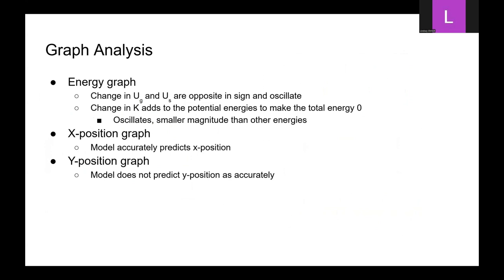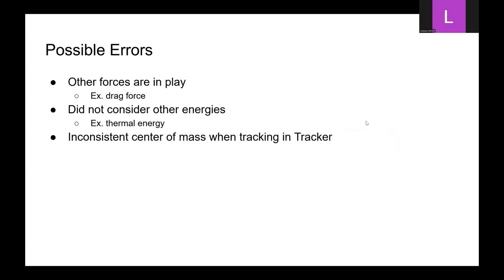To analyze the graphs, when we look at the energy graph, we see that the change in gravitational potential and spring potential are opposite in sign, and they both oscillate. Additionally, we see that the change in K adds to the potential energies to make the total energy 0. It also oscillates, but it has a smaller magnitude than other energies. In the x position graph, we see that the model accurately predicts the x position. However, in the y position graph, the model does not so accurately predict the y position.